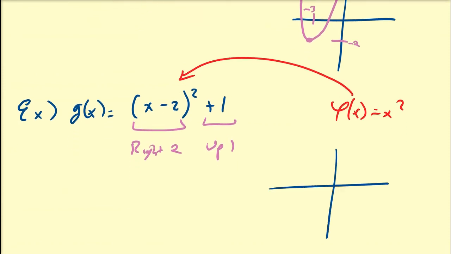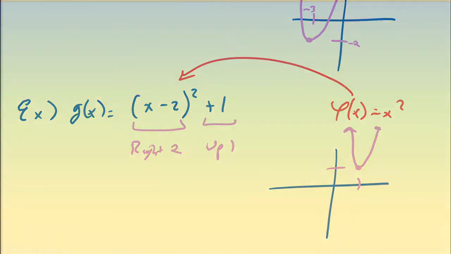So if we look at our graph, we're going to go to the right 2, and we're going to go up 1. So that would be the location of the vertex, and then all of the other points will be upwards. And those are some basic examples of horizontal and vertical transformations to basic functions.